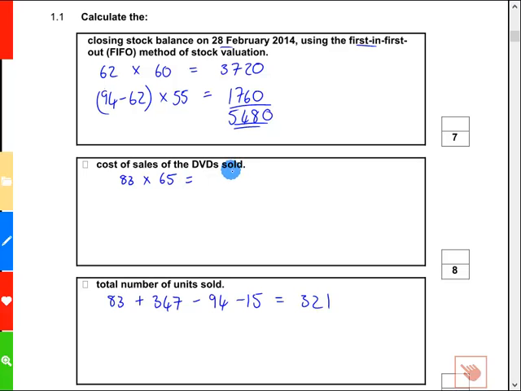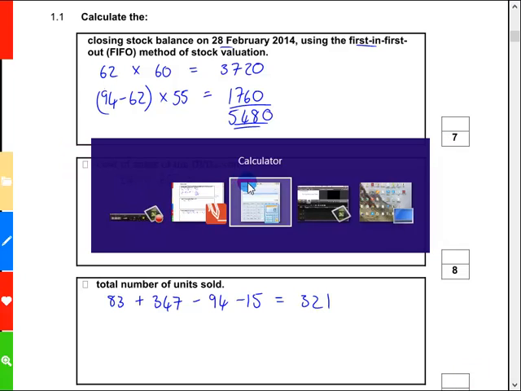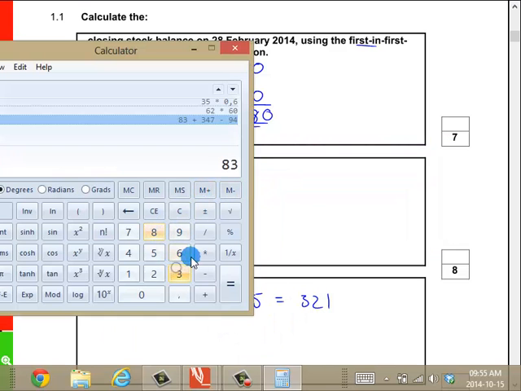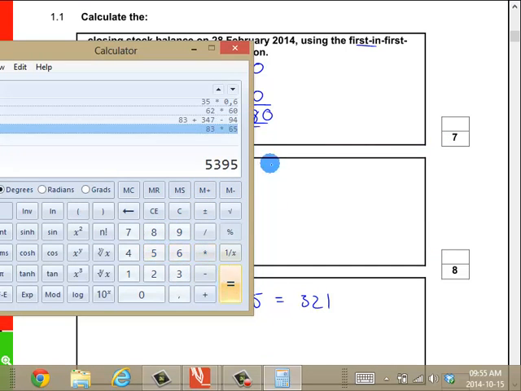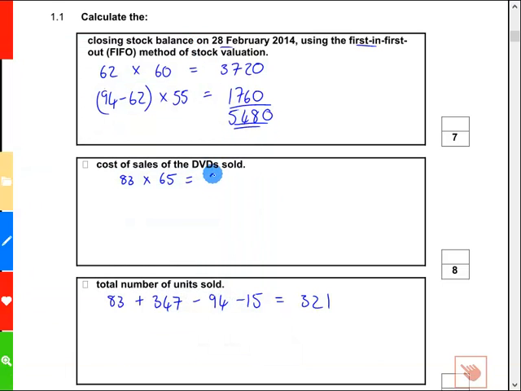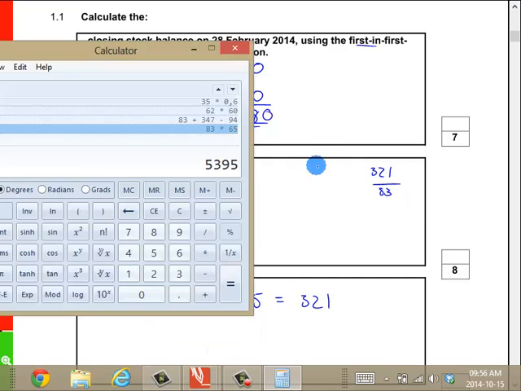let me just take a calculator here, 83 times 65, 5395. Right, so of the 321 units that we sold, 83 of them came from the opening stock. Okay.